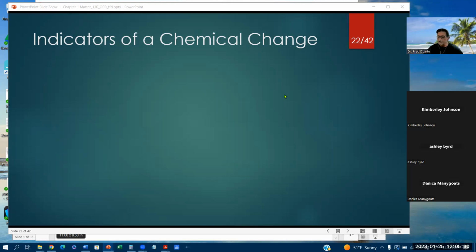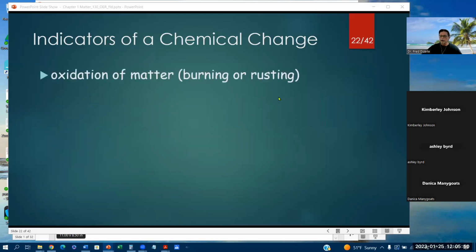So, indicators of a chemical change. Okay, how do we know if something underwent a chemical change? There are a lot of instrumentations in any chemical reaction that you can use to tell you that, but these indicators are something that you observe in the lab. Okay, for example, obviously burning. Anything that burns or rusts is a good indication of a chemical change.